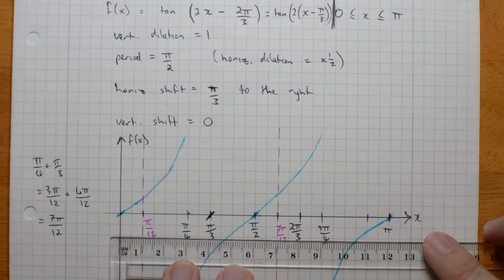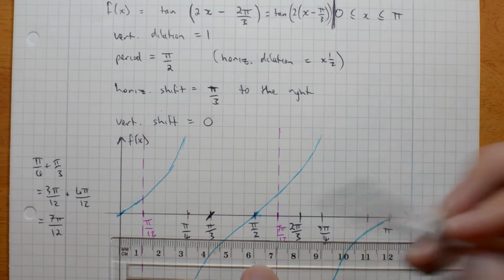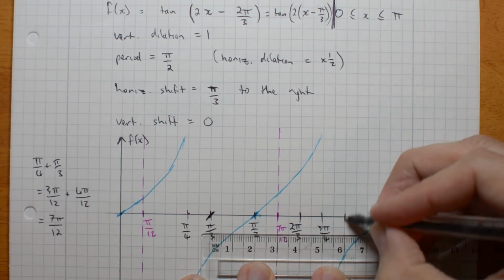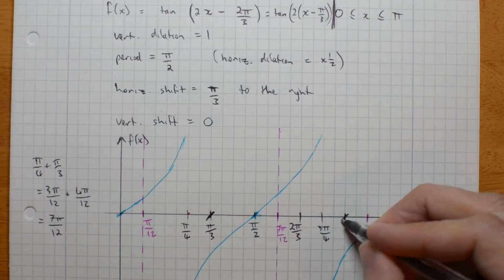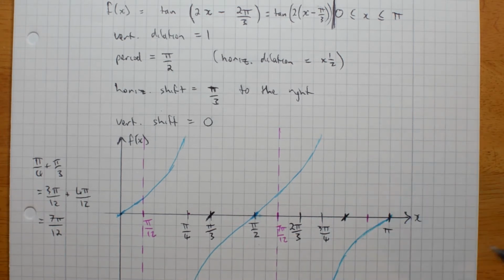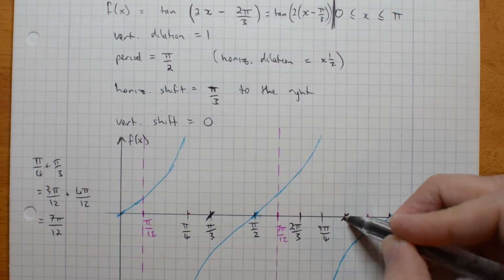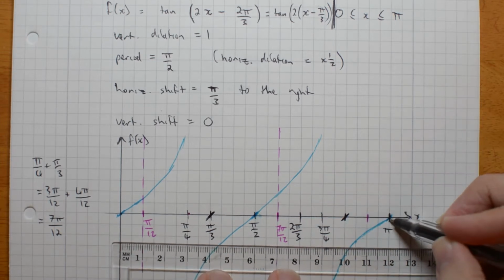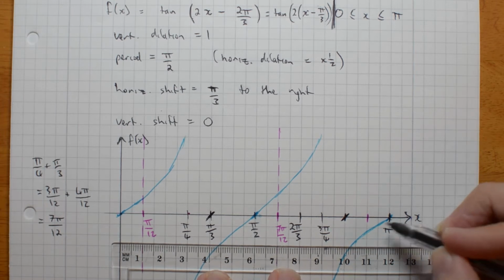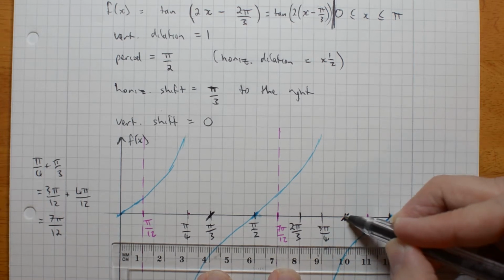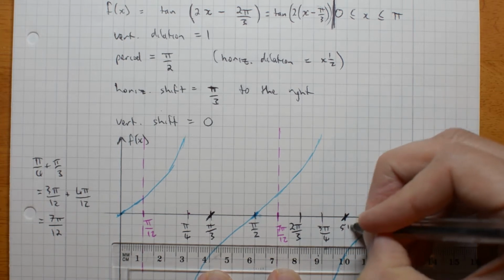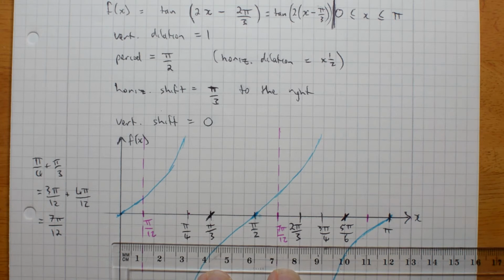What did I say pi on 2 was? Pi on 2 is 6 centimetres. So if I go here and go 6, this is where my next crossing is in my final graph. What's this value? That's a bit tricky, isn't it? Let me go back to 12. I did this at 12 centimetres for a reason. That's 10 on 12 or 5 on 6. That's 5 pi on 6.